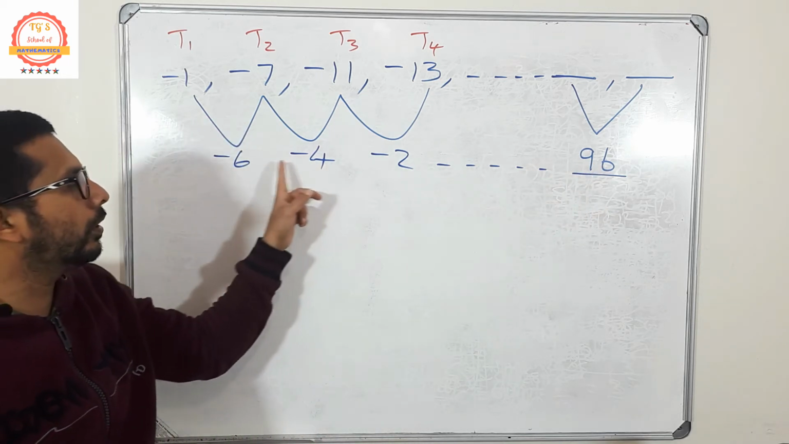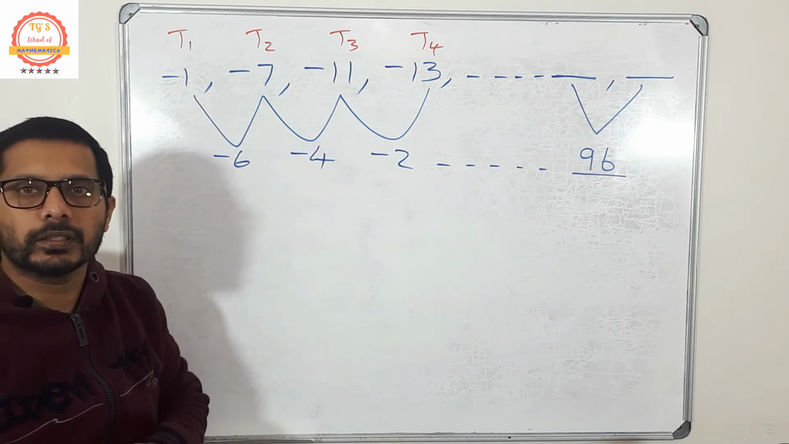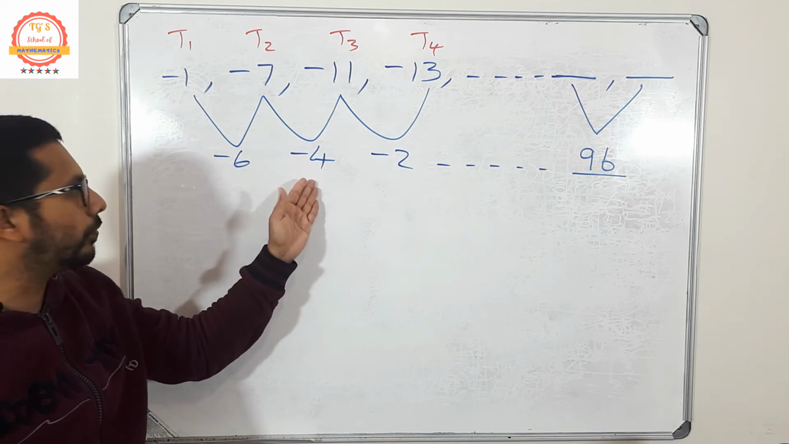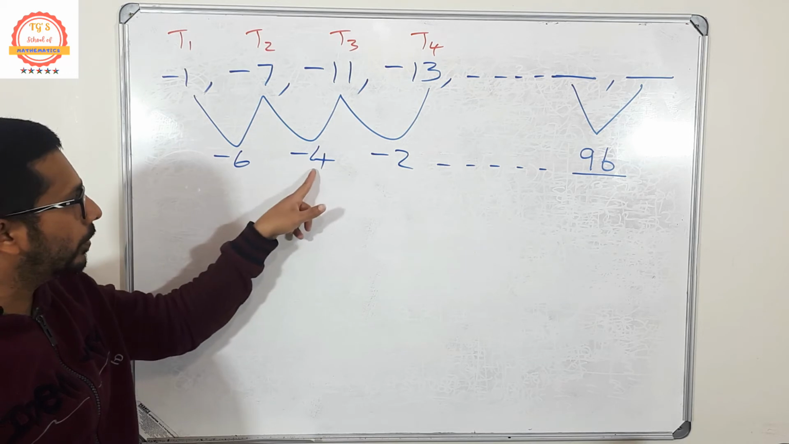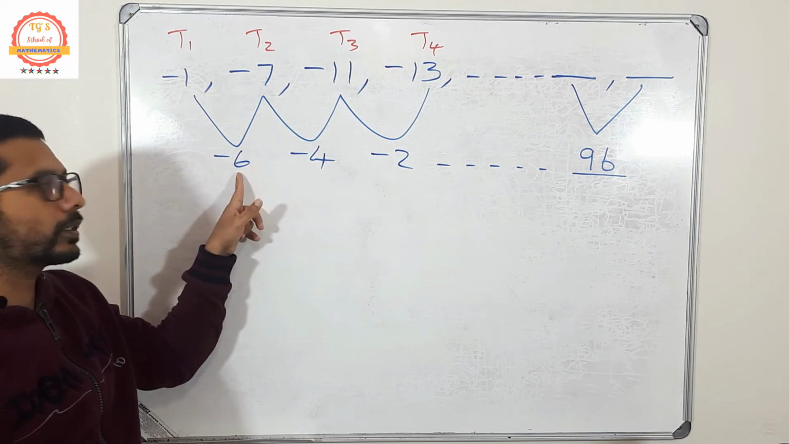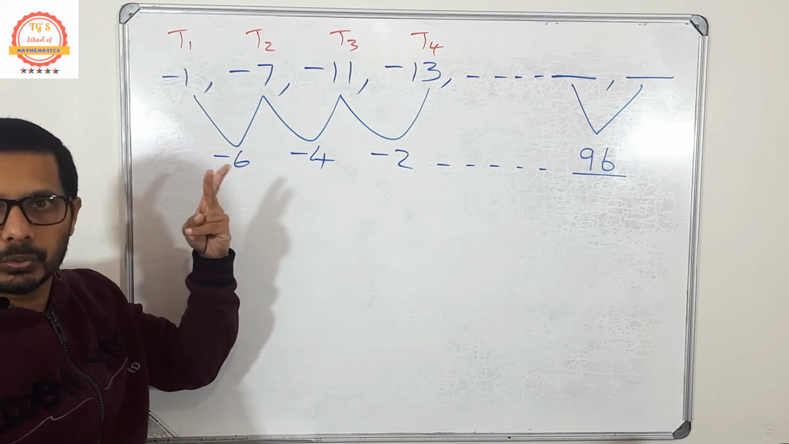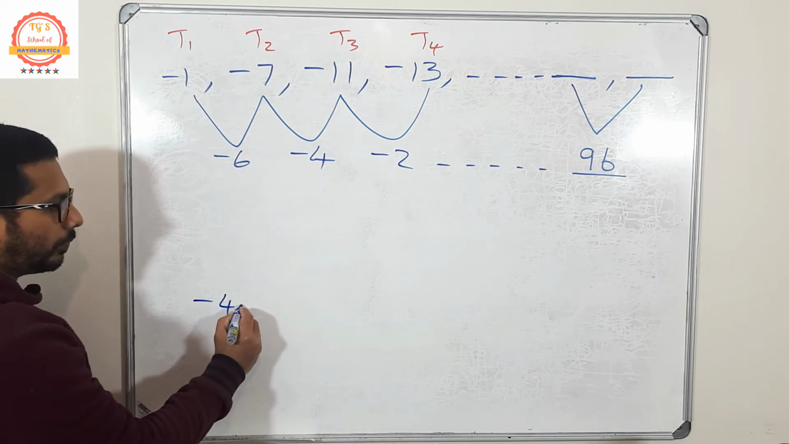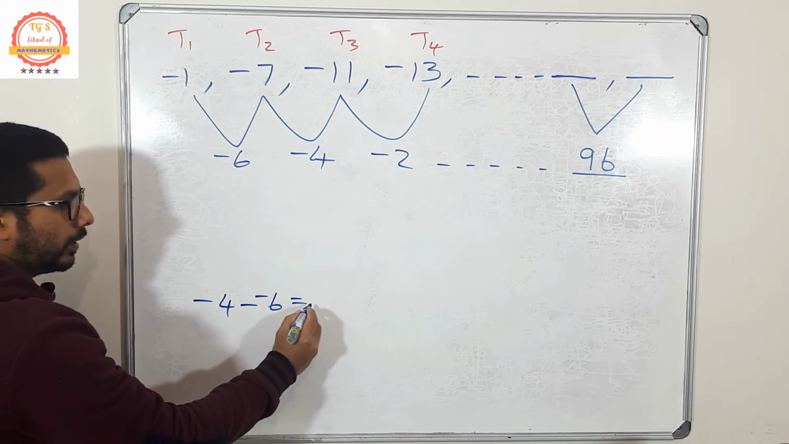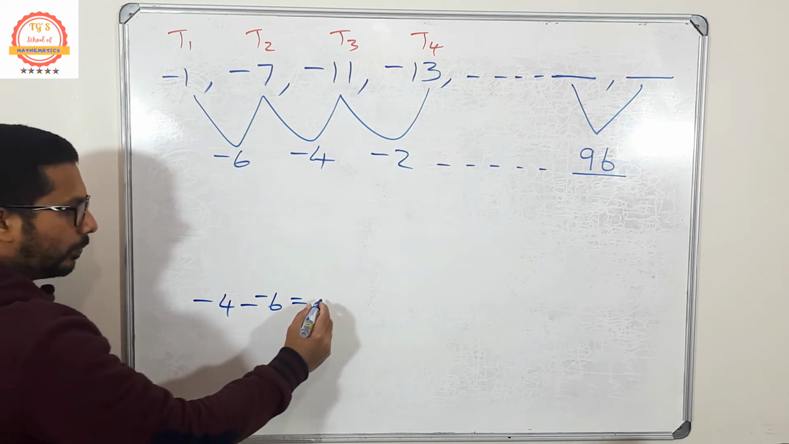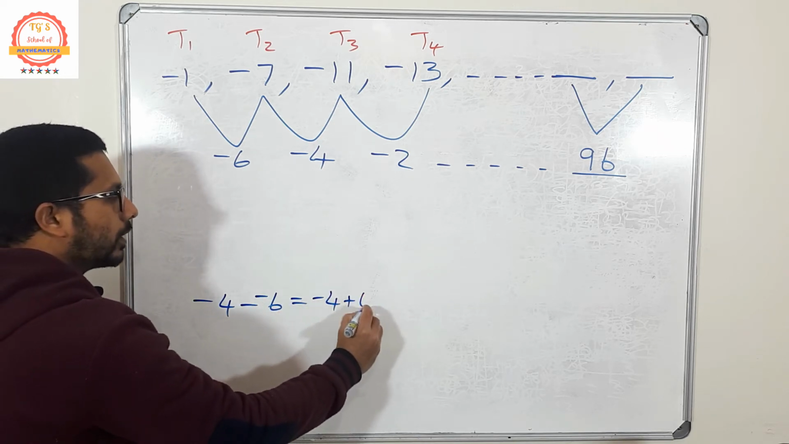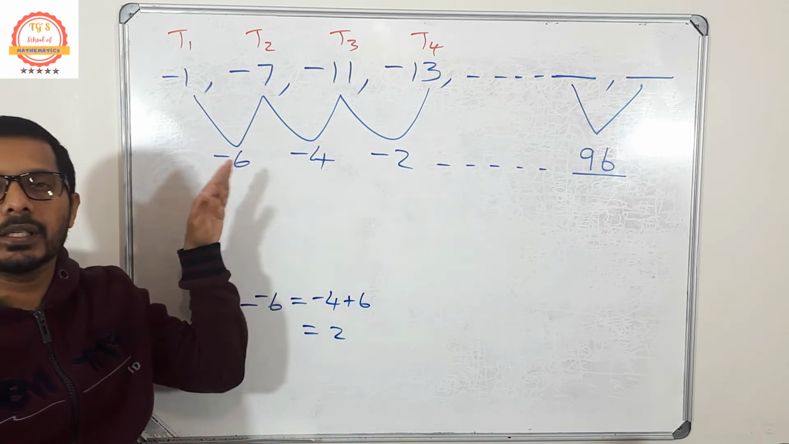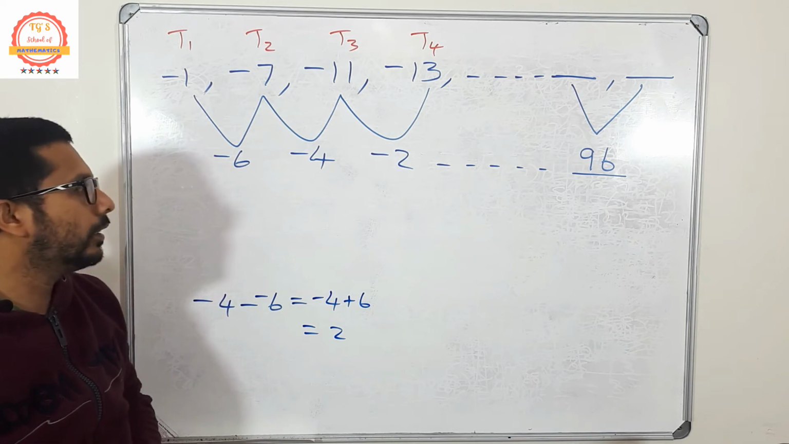Is it not an arithmetic sequence, this one? Am I right? So this is an arithmetic sequence with a common difference. What is the common difference here? Minus 4 minus minus 6, that is 2. 2 is the common difference. Minus 4 minus minus 6, minus is plus, so minus 4 plus 6, that is 2. That means the common difference on this arithmetic sequence is 2.